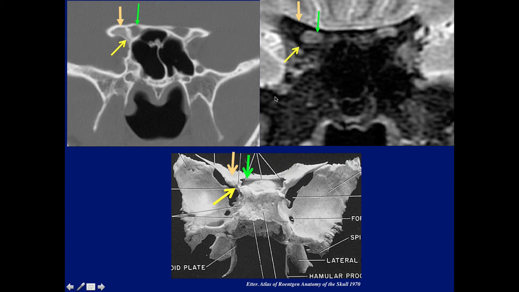We can also identify these structures on a coronal MR. Here's the optic canal, the optic strut, and the anterior clinoid. Again, on CT, optic canal, clinoid laterally, and the optic strut on the specimen as well. Canal, clinoid, optic strut.